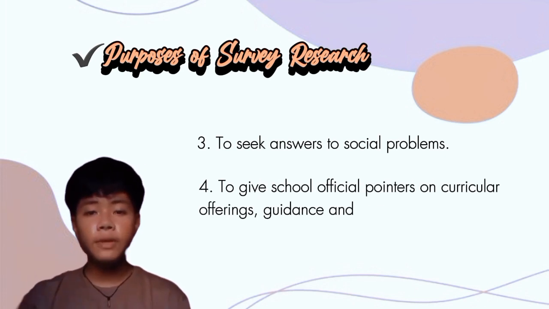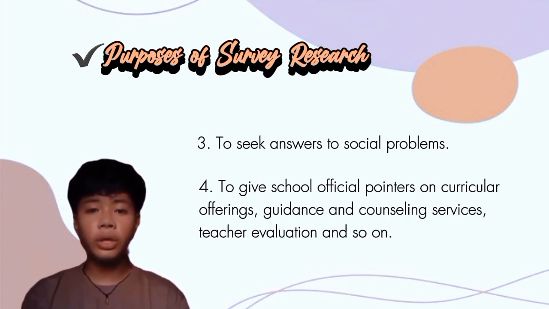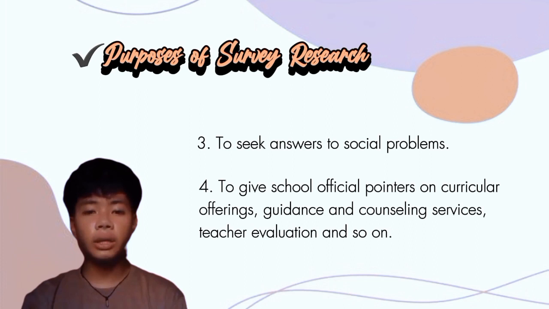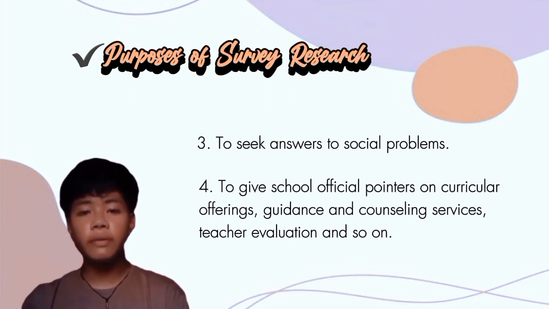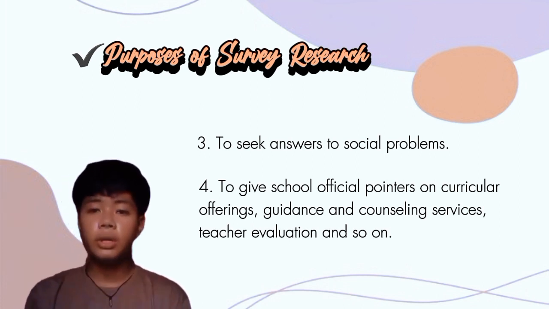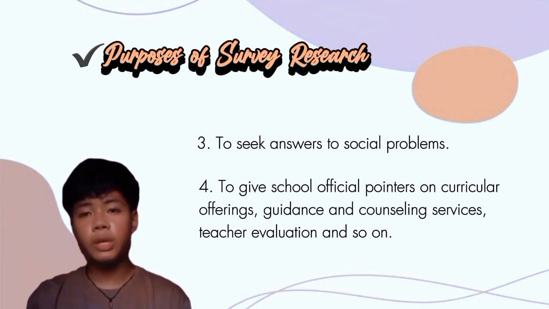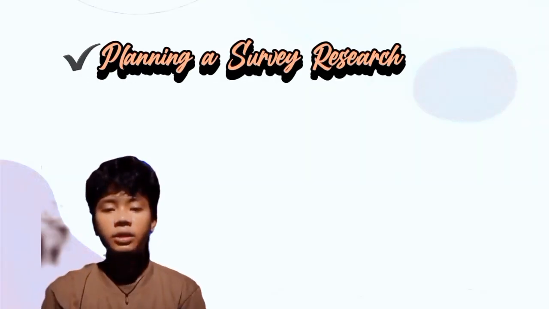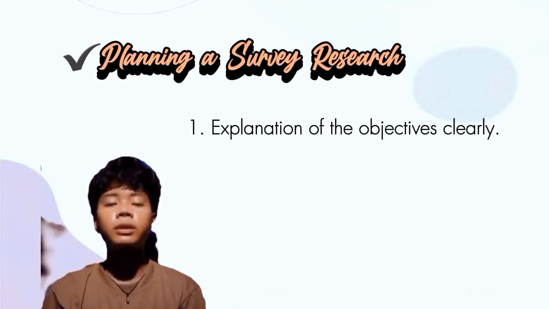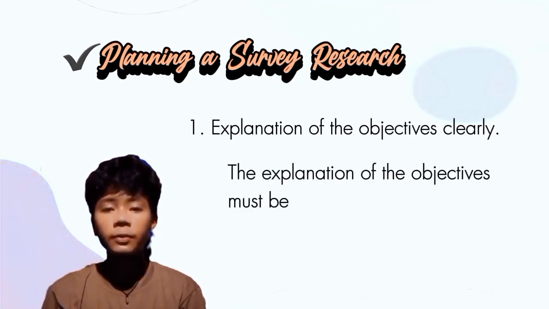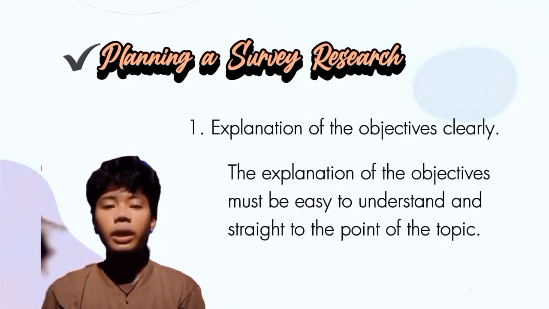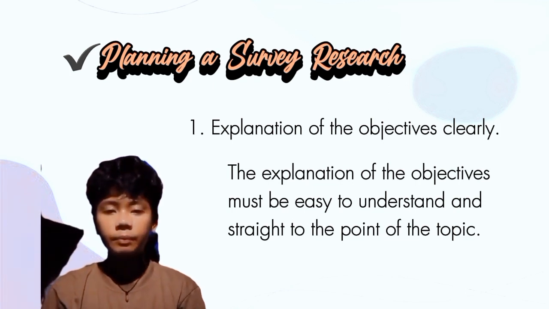Fourth, to give school officials pointers on curricular offerings, guidance and counseling services, teacher evaluation, and so on. So, as a researcher, you must choose perfect respondents for your topic and it must be suitable for your research. Planning a survey research. First, explanation of the objectives clearly. The explanation of the objectives must be easy to understand and straight to the point of the topic.